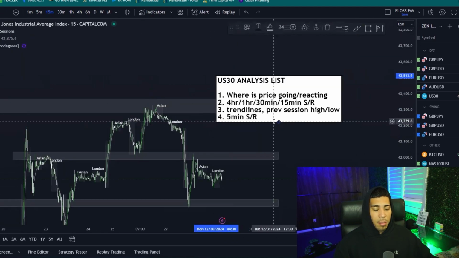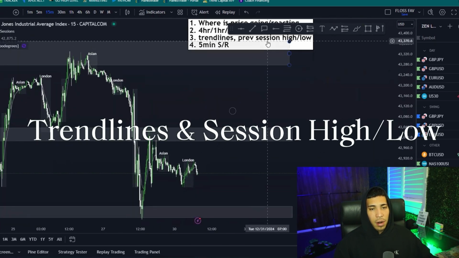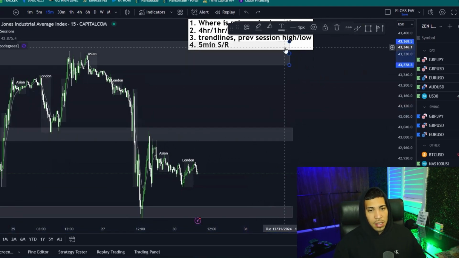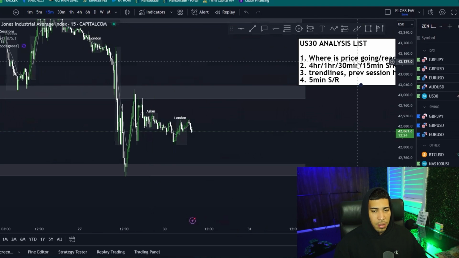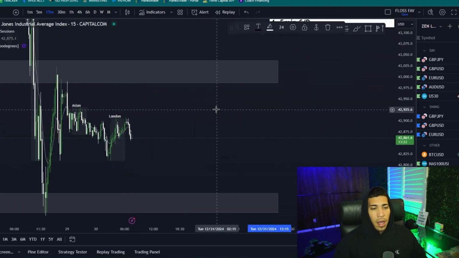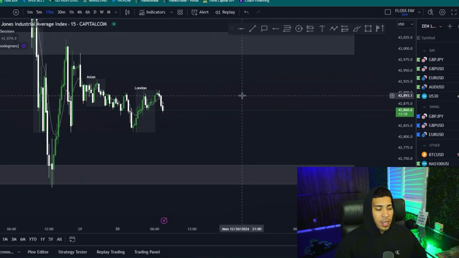And so going down to number three, trend lines, previous session highs and lows. Let's go ahead and mark that up. All my analysis as far as my trades go, we'll keep this with us. I'll mess with it later on, copy it, whatever. My whole analysis is based off of previous session highs or lows because I'm a liquidity trader.